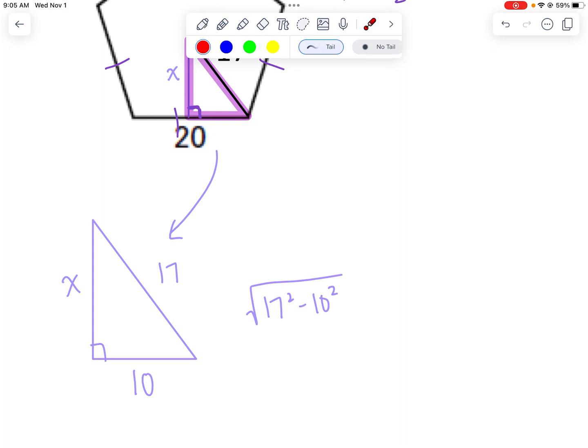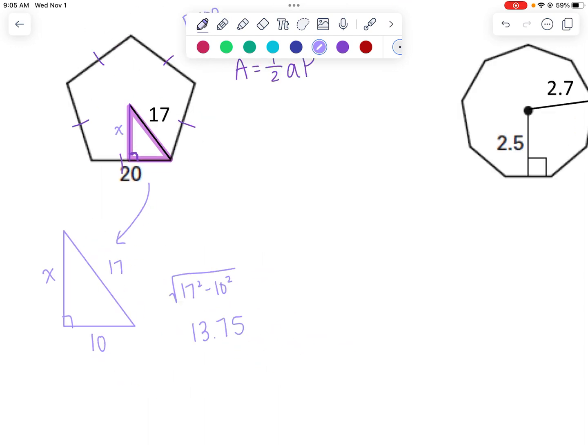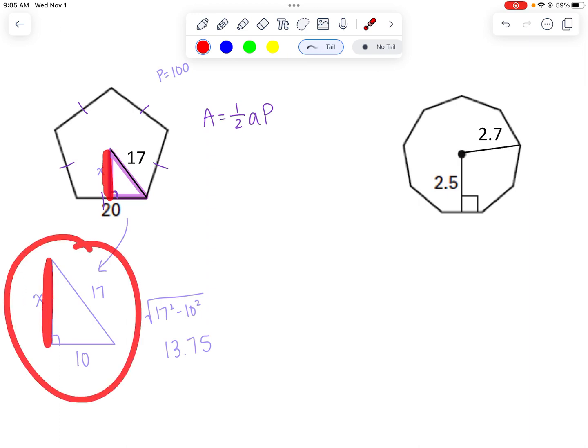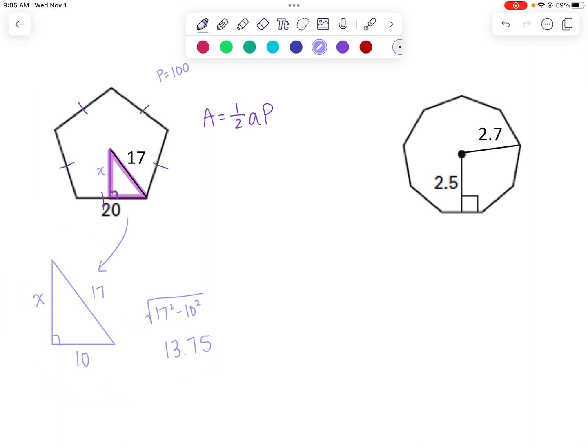So if you do 17 squared minus 10 squared, you end up with 189, but then you need to square root 189. And that just goes back to Pythagorean theorem. And the square root of that would be 13.75. So I do know the apothem now. The apothem right there, I just found from Pythagorean theorem, would be 13.75.